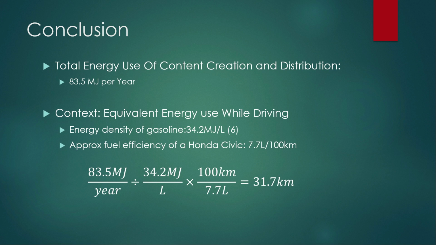Gasoline has an energy density of 34.2 megajoules per liter, and North America's most popular sedan, the Honda Civic, has a gas mileage of approximately 7.7 liters per 100 kilometers. The 83.5 megajoules used to create this video would move a Honda Civic approximately 31.7 kilometers. Or, from another viewpoint, a full year of video creation and distribution uses slightly less energy than the average of a single day of commuting for a Canadian citizen.